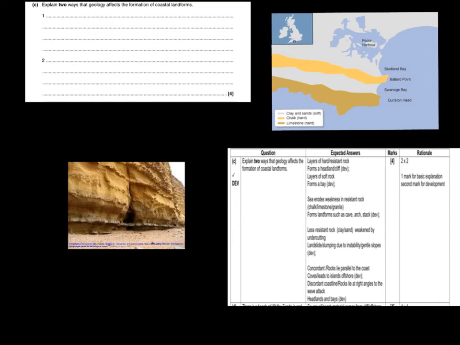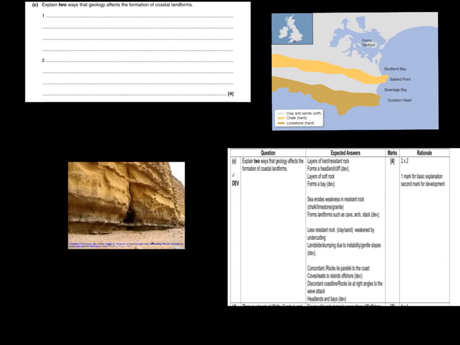So, if we're talking about hard rocks, being more resistant, 1 mark, forming stacks, stumps, arches, 2nd mark. We could talk about soft rock, clays for example, easily eroded, forming bays, cliffs rapidly eroding from slumping and easy erosion. Again, 1 mark for soft rock, easily eroded, forming bays.